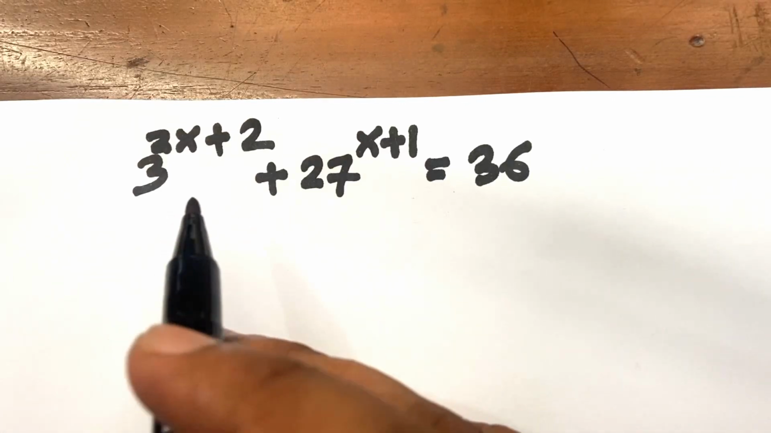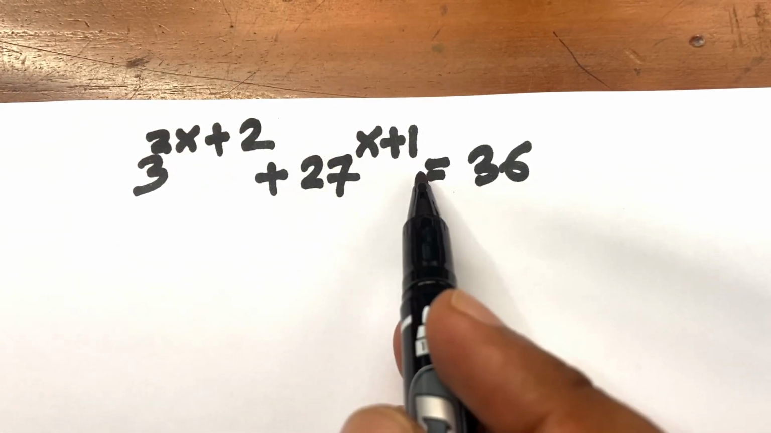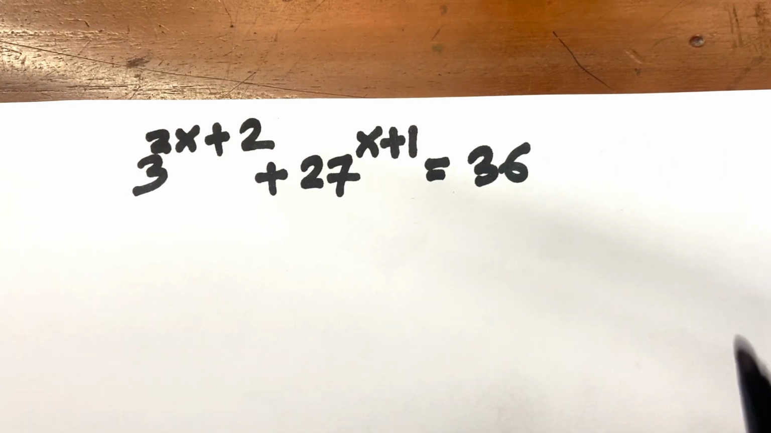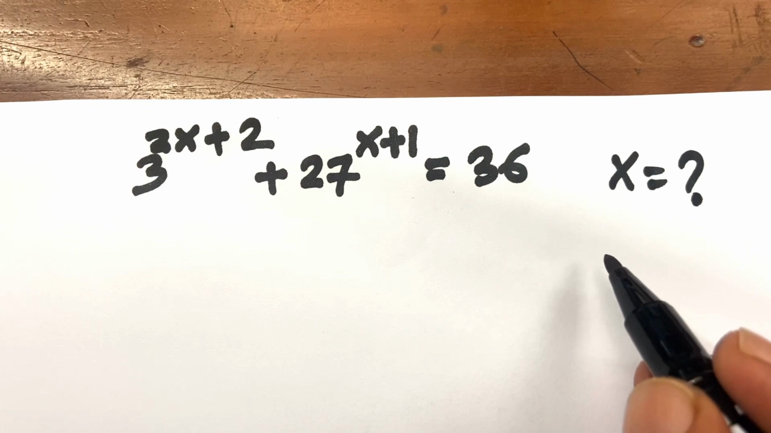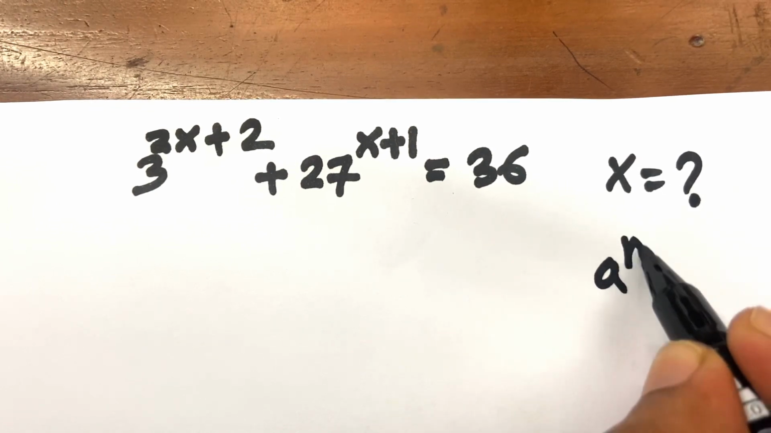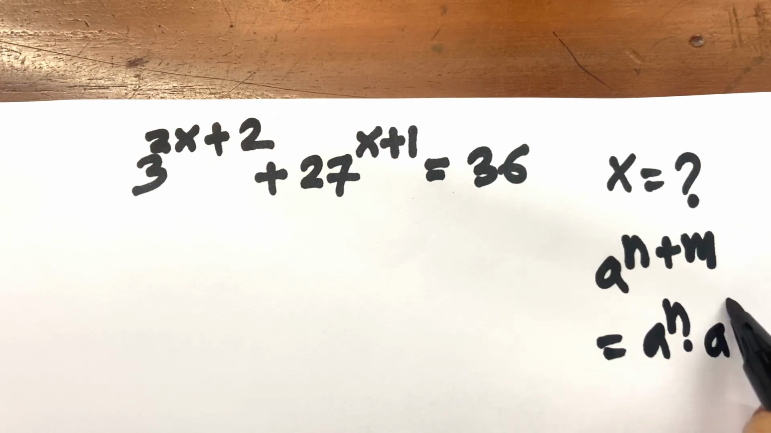To solve this exponential equation, 3 power 2x plus 2 plus 27 power x plus 1 is equal to 36. Find the value of x. According to exponential rules, we know that a to the power n plus m is equal to a to the power n times a to the power m.